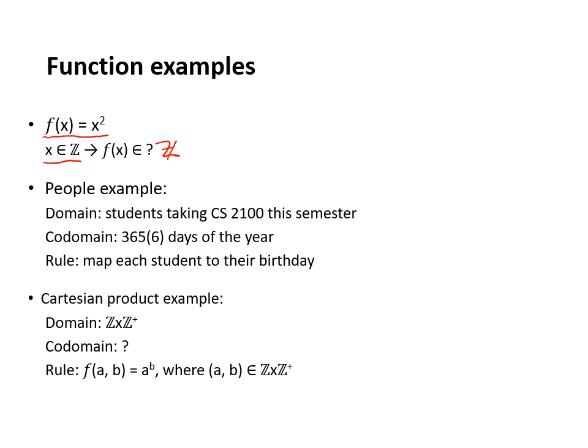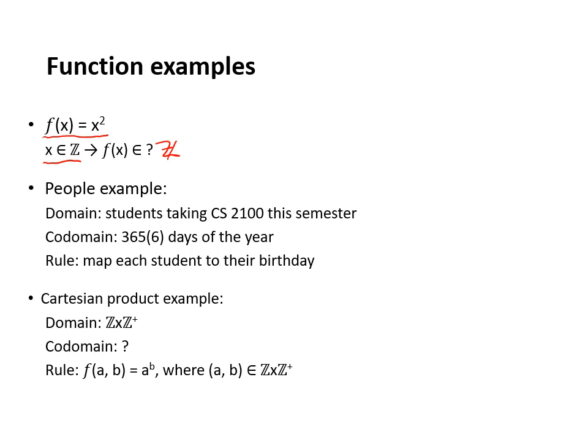Another example function that includes people. The domain is students taking CS 2100 this semester. Codomain is all the days of the year. And then the rule would be we map each student to their birthday. This is a function, for example, because we cannot map the same student to 2 birthdays.